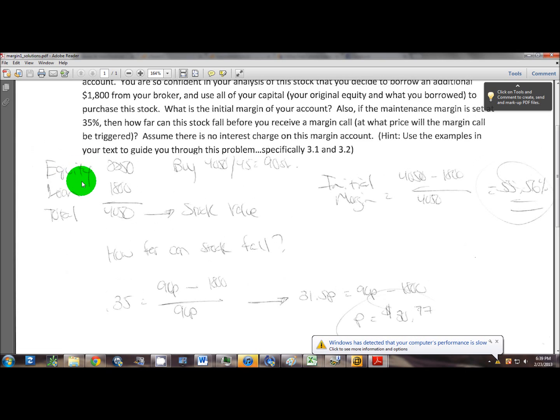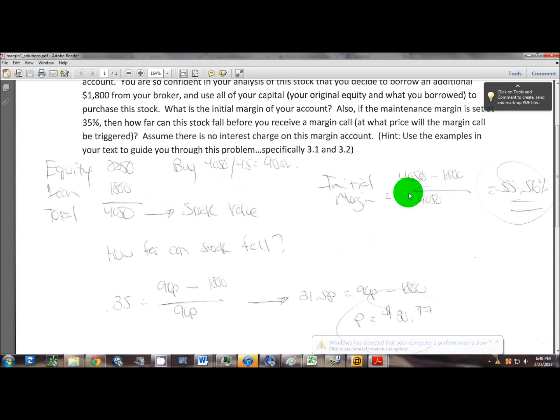To get the initial margin, you have this equation over here. But before we get to that, it's useful to note all the information that you know. You know you have equity of $2,250, so this is the cash. It might even be more correct to label that as cash. You know that you're borrowing $1,800, and the total is $4,050. This is the value of the stock you're going to buy, because you're using all of it to buy stock. At $45 a share, you're able to buy 90 shares. That's where all this information is coming from.